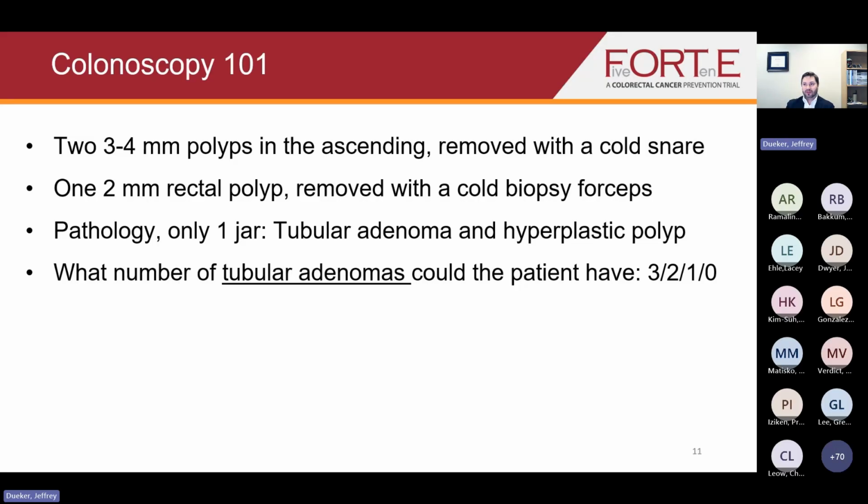So here's 2 3 to 4 millimeter polyps in the ascending colon. They were removed with a cold snare, and 1 2 millimeter rectal polyp removed with a cold biopsy forceps. Now, all 3 polyps are put into one jar, and when the jar comes back to you, you're looking at the report where it says like pathology colon polyps, jar 1 or whatever. It says tubular adenoma and hyperplastic polyp. So the tricky question here is, how many tubular adenomas could the patient have? 3, 2, 1, or 0? And by the way, there are multiple correct answers.